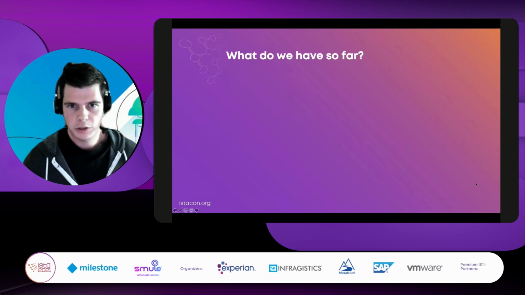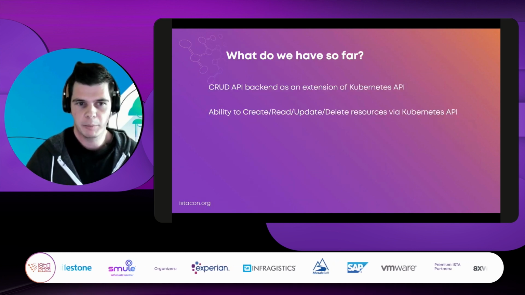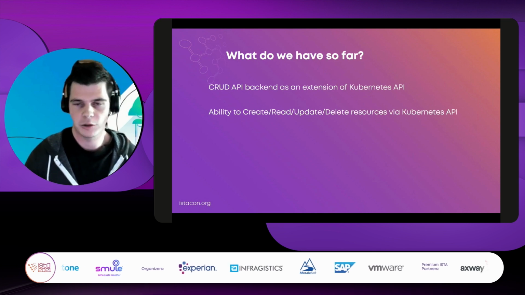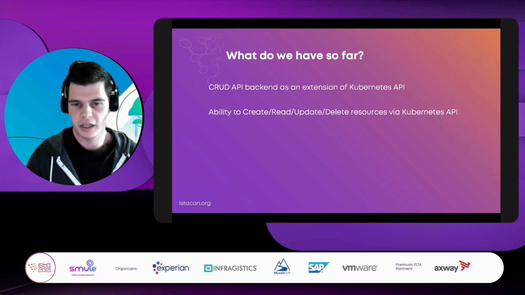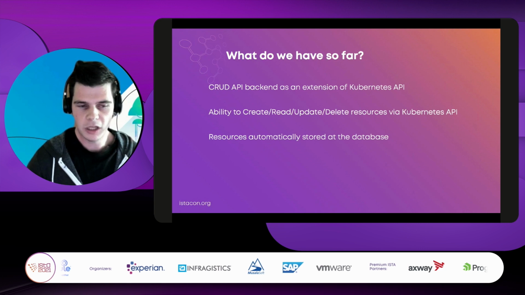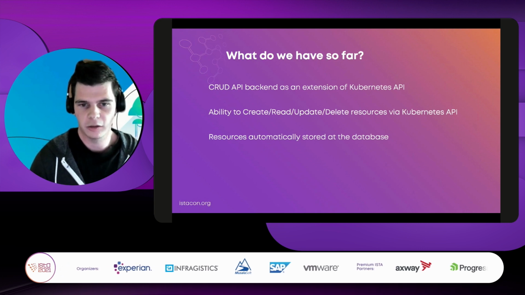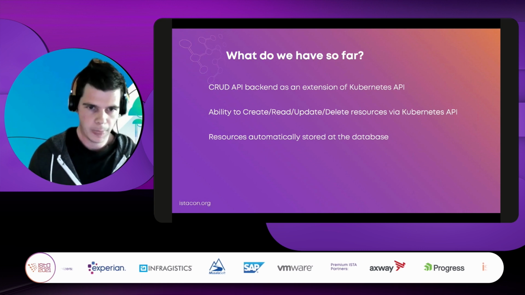Okay, so what have we achieved so far? We have a CRUD API backend, which is entirely an extension of the Kubernetes API. And we have the ability to create, read, update, and delete resources via the Kubernetes API. And these resources are automatically stored in the Kubernetes database. And we achieved all of this without writing a single line of code.